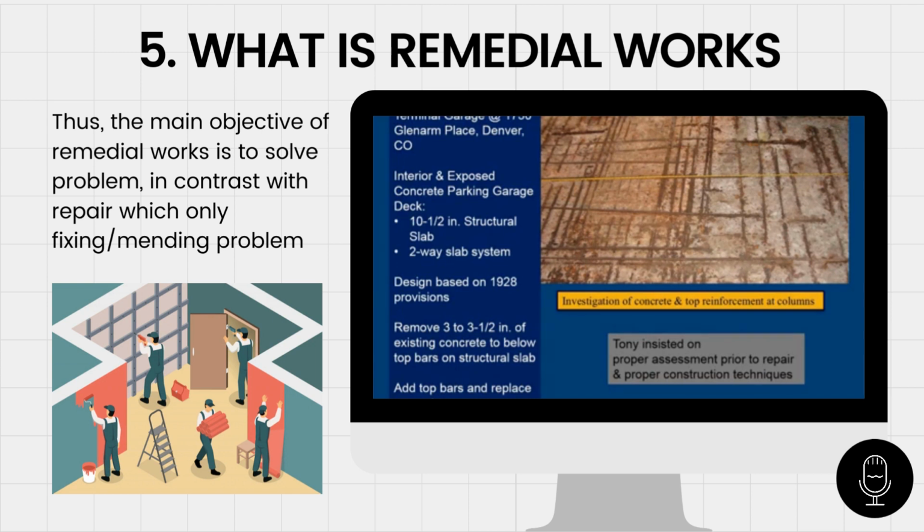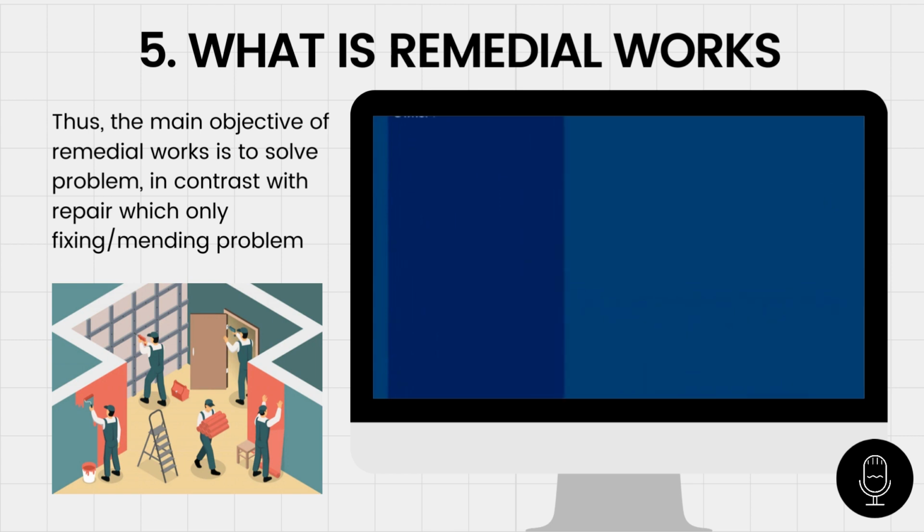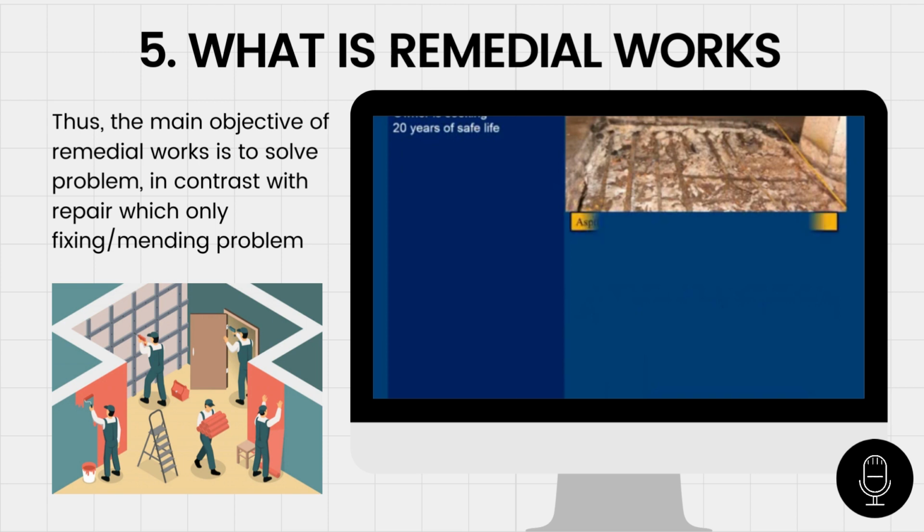But here, what we're doing is removing 3 to 3.5 inches of the existing concrete down to and below some of the top reinforcement, but not all of it. And we're going to add bars and do repairs here. And Tony's idea was you've got to be consistent with proper assessment to do proper repair. Great idea. It's a good concept, and it's one that we use all the time. The owner is seeking 20 years safe life on the structure.